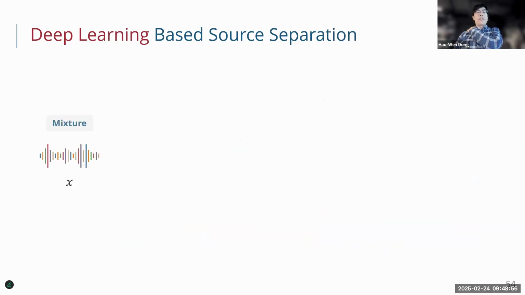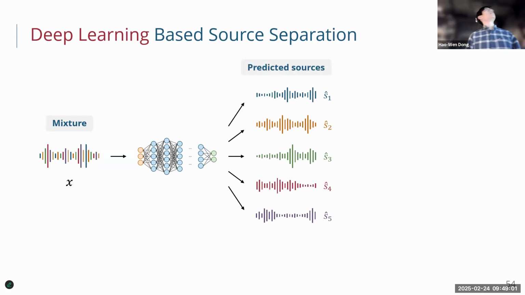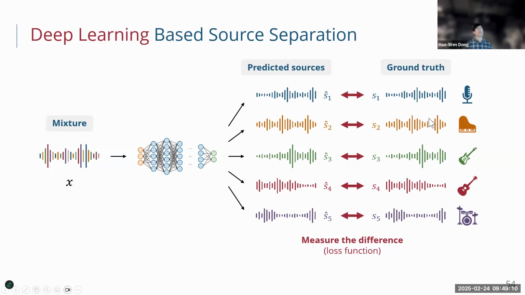If you are using deep learning, you can also do it this way, just some waveform mixture, and then you predict different sources, and then you compare them with the ground truths. But the key would be how do you measure the difference between waveform?